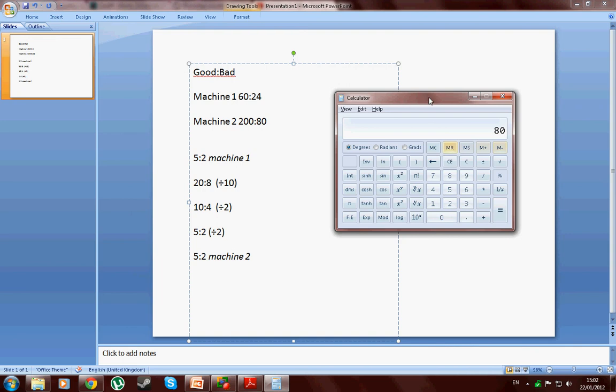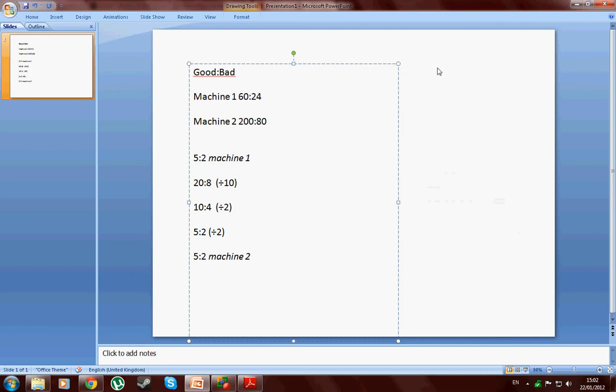Let me just check something first. I just want to make sure I haven't made a mistake. Divide by 24, 3 1/3, 200, divide by 60. No, it's okay. Both of those ratios are the same, actually. Alright, cool. So I just made a little mistake when I prepared this, in that I picked two machines that actually have the same ratio.